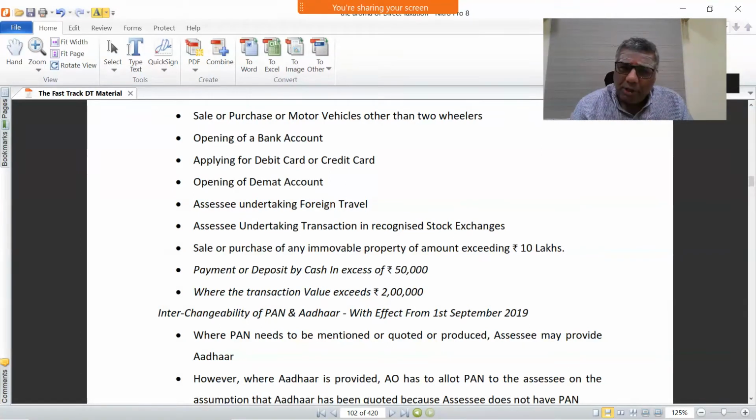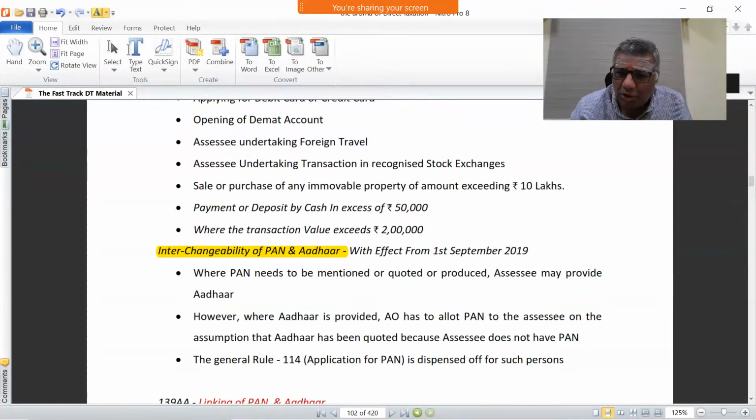Wherever you are unable to quote interchangeability of PAN and Aadhaar, this is how it is said, but you cannot quote PAN wherever Aadhaar needs to be quoted. Though the section heading is like that, it is the reverse way only. Wherever PAN needs to be quoted, you can quote Aadhaar. Can I quote PAN wherever Aadhaar needs to be quoted? No. Wherever PAN needs to be mentioned or quoted, the assessee can quote Aadhaar.